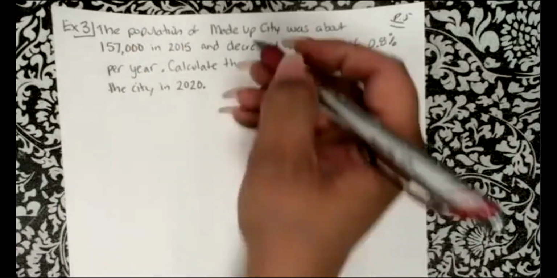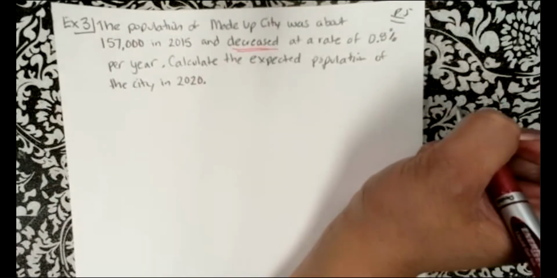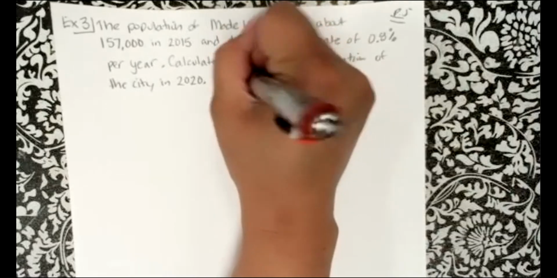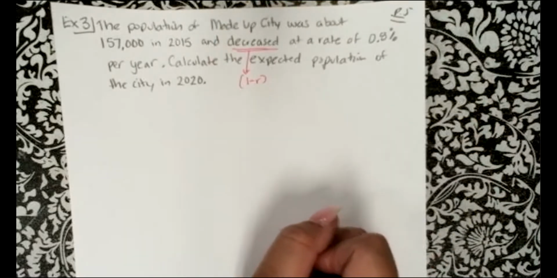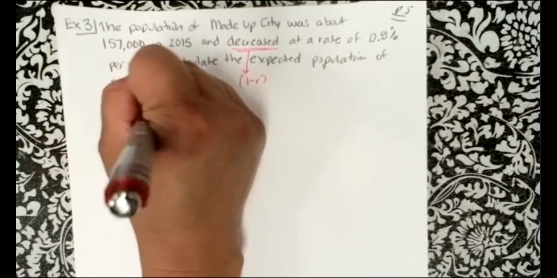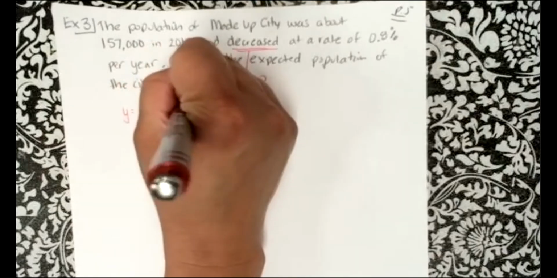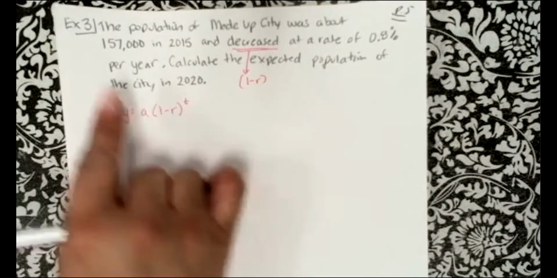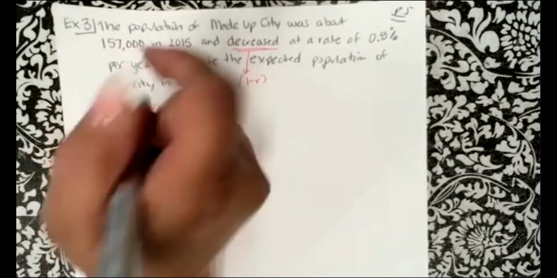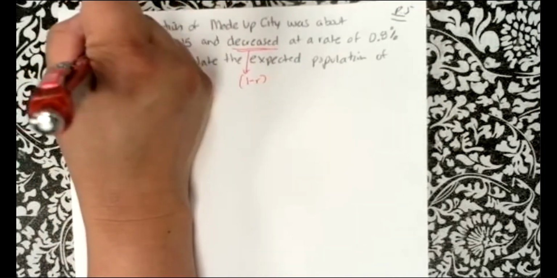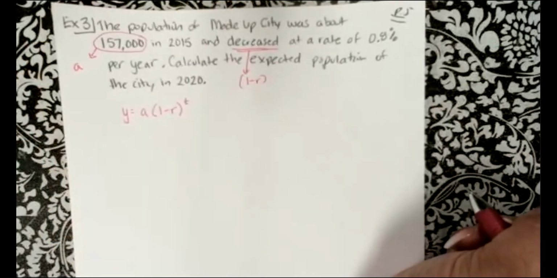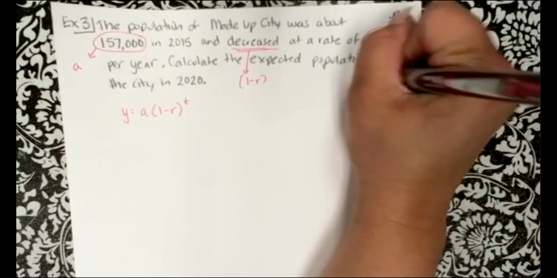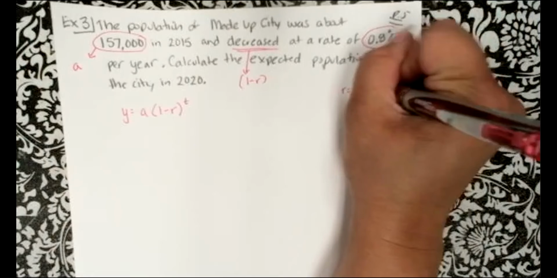Keyword right here, decreased. So automatically, that's going to tell me 1 minus r. So my equation here is going to be y equals a times 1 minus r raised to the t. They gave you the a, that's your initial amount. Your initial amount's right there. So this right here is going to be your a value. Your r is going to be 0.8%.